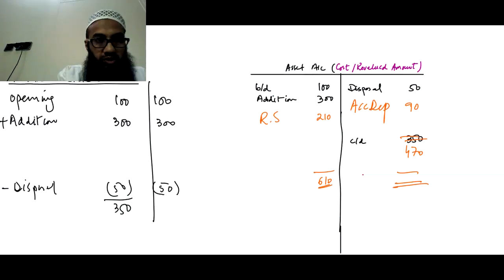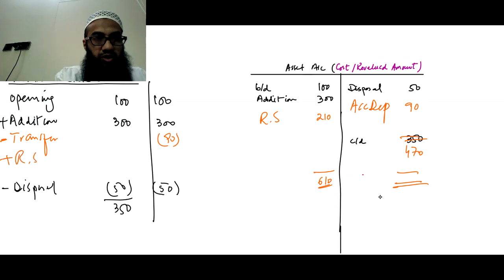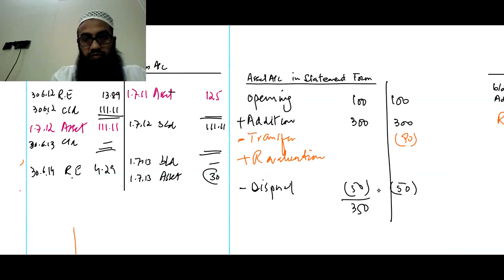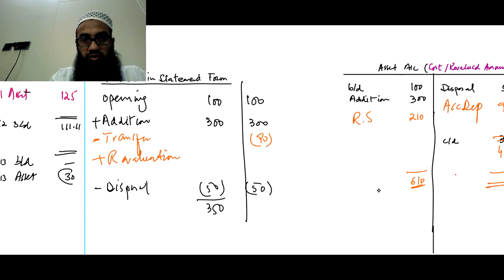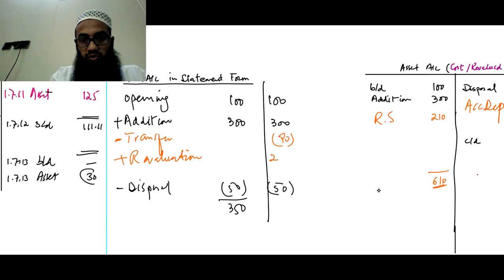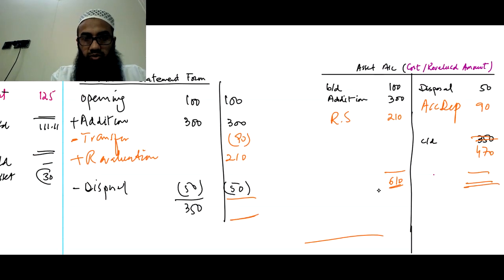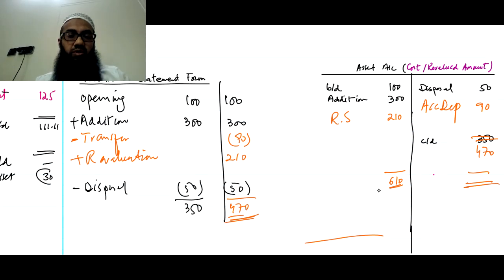And over here, this accumulated depreciation is transferred. First you will write transfer, this 90. Plus revaluation surplus, or you can just write revaluation. What is your revaluation increase gain? 210. So your balance will become 470. Please check, I have not checked its accuracy a lot. Okay, so this is the note.